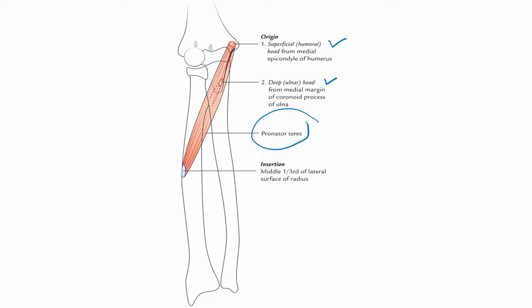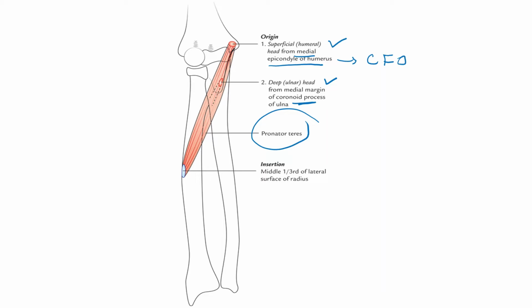This superficial head takes its origin from the medial epicondyle of the humerus, which I have told you as the common flexor origin. So superficial origin is from the medial epicondyle of the humerus, whereas the deep head takes its origin from the coronoid process of the ulna, that is the medial margin of the coronoid process. Yes, that is why the deep head is also called the ulnar head. So this is about the origin of the muscle.